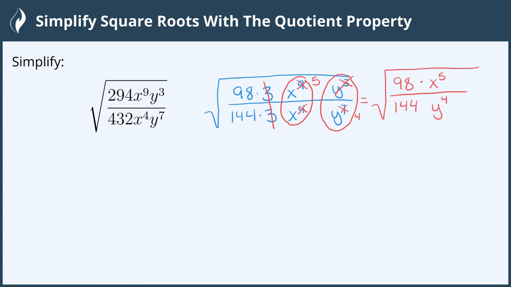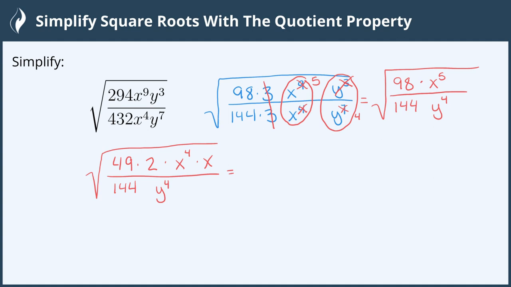Now let's go ahead and see if we can break apart our fraction further into perfect squares. 98 is not a perfect square, but it has a perfect square that can evenly divide into it. 98 is divisible by 49, so it's 49 times 2. X to the fifth is also not a perfect square, but I can break it into a perfect square. X to the fourth, any even exponent, will give us a perfect square. And because there's 5 of them, I need to give it one more. And this is all still under the radical. Now 144 is a perfect square, so we can leave it. And y to the fourth is also a perfect square.